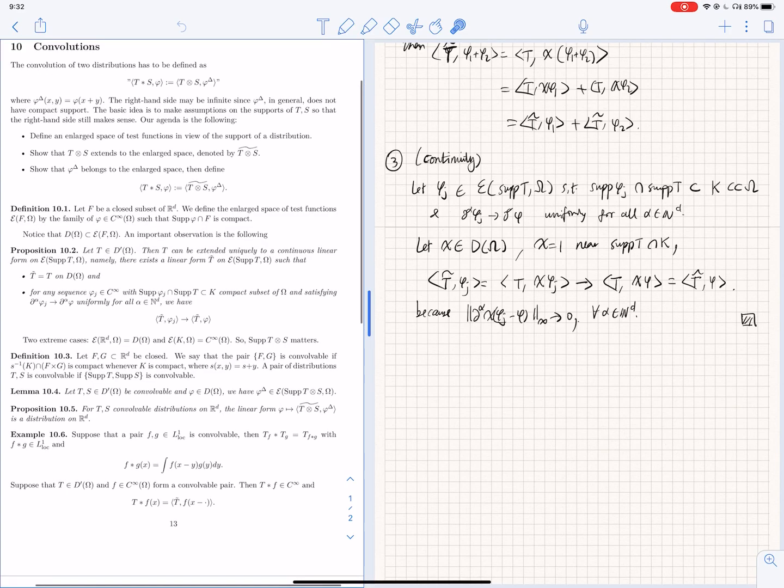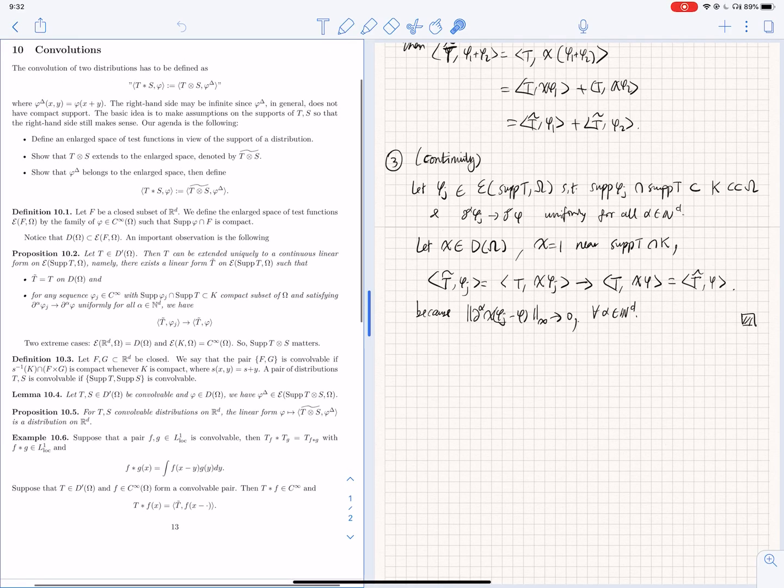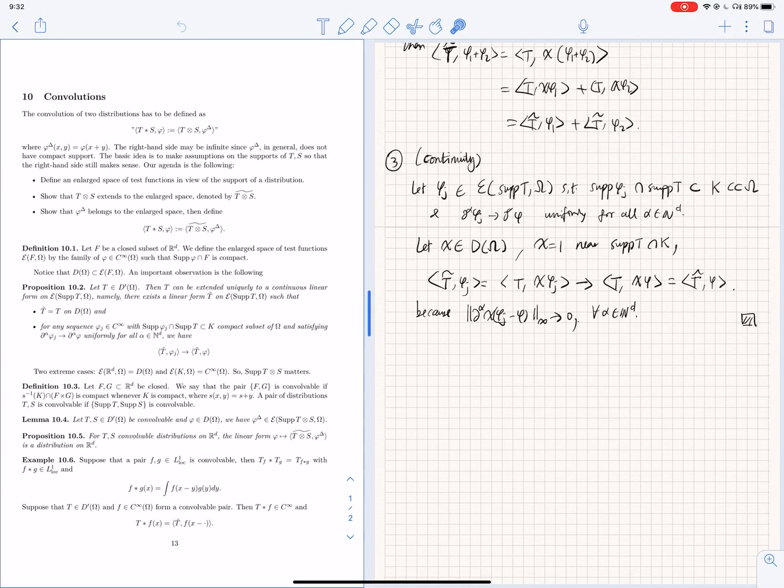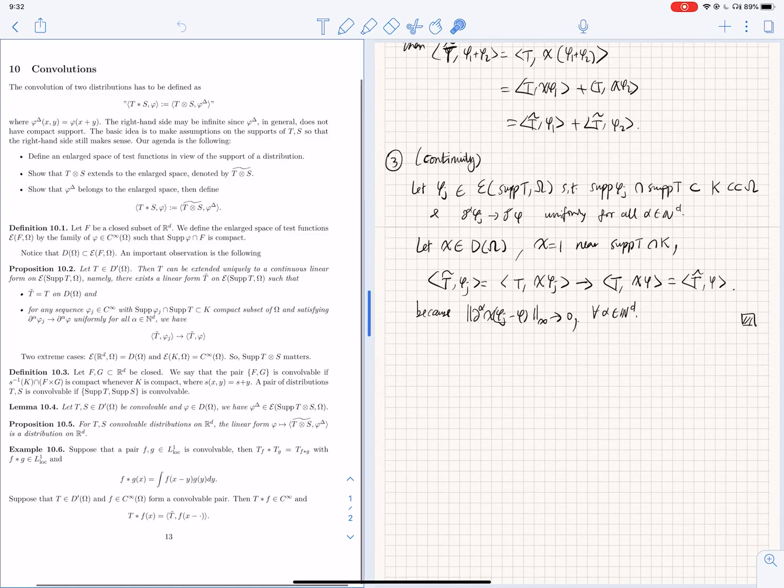The first thing I want to introduce is the notion of convolvable closed sets, right? So let's consider F and G closed sets, closed subsets of R^D. So say the pair F, G is convolvable if for any K compact subset of R^D, I consider the inverse of this S map. S is the sum of X plus Y. S is defined on R^2D.